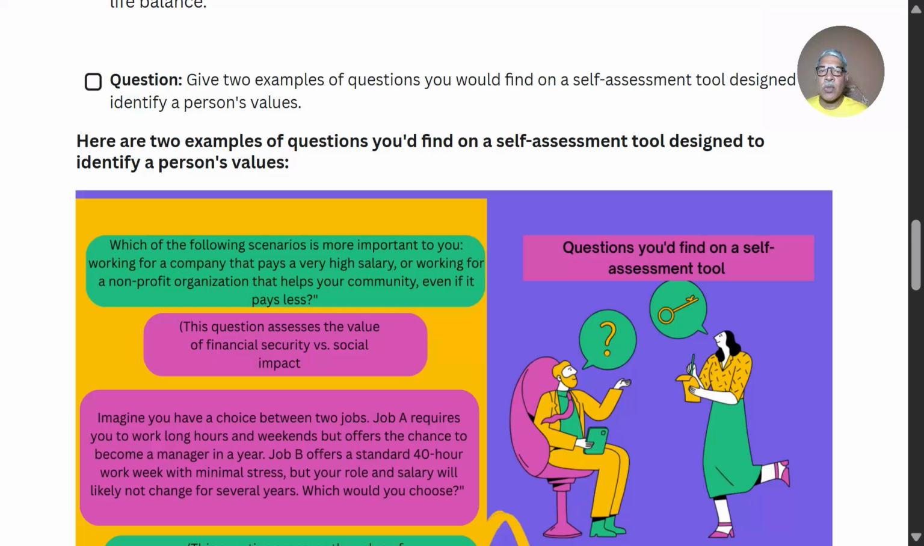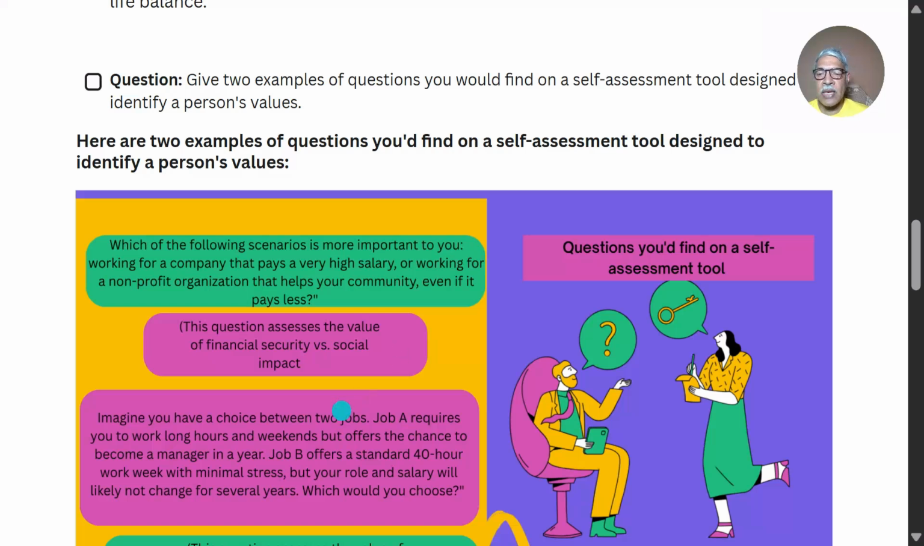Give two examples of questions you would find on a self assessment tool designed to identify a person's values. So let's try two questions. One question would be, which of the following scenarios is more important for you? Working for a company that pays a very high salary, or working for a non-profit organization that helps your community even if it pays less? So this particular question would assess whether you want financial security or you would care for social impact.